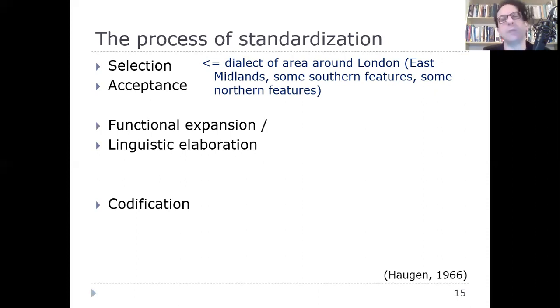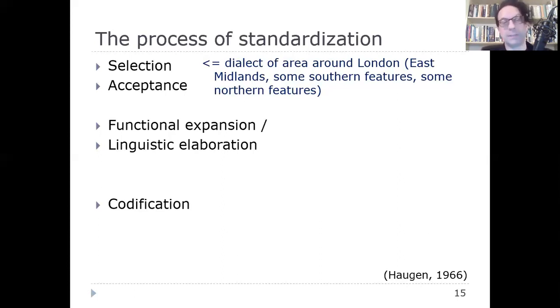But by and large, we can say the dialect area around London, East Midlands, Middle English is sort of the variety that was selected in most cases for most forms to become the norm. Of course, the selected variety also has to be accepted by the people using it then, right?